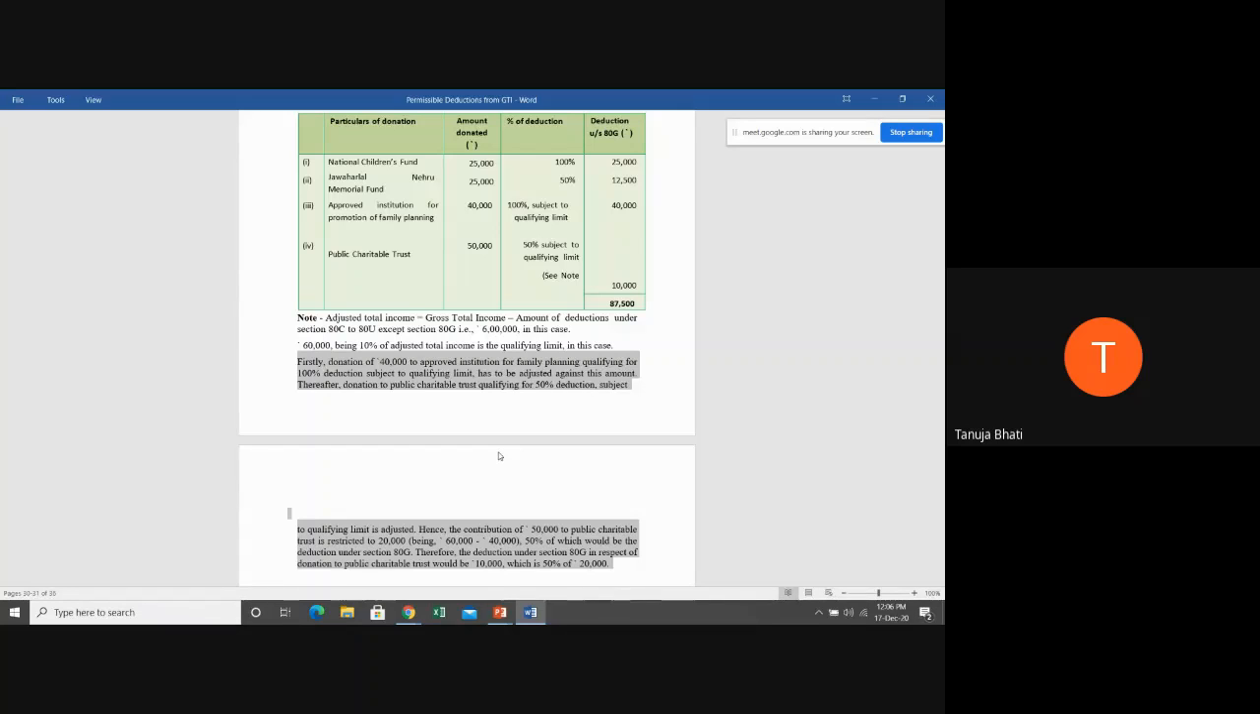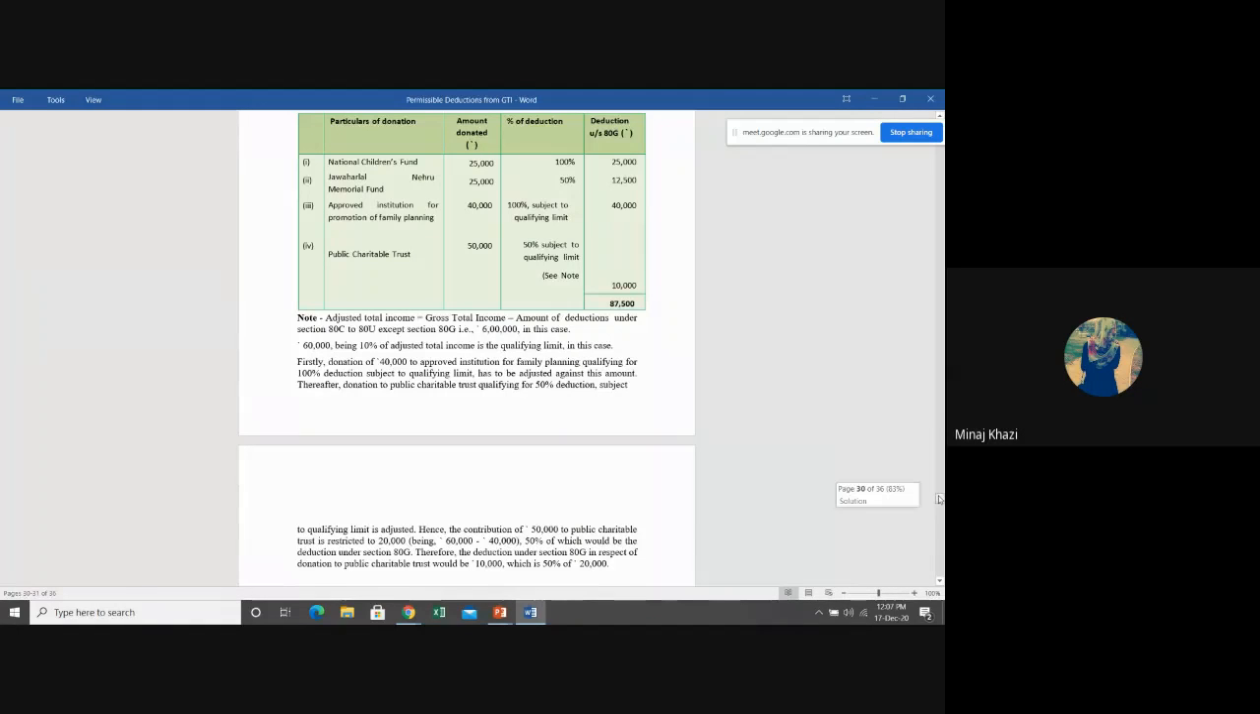So students, have you all understood Section 80G and have you all understood this particular problem? Yes, ma'am. Everyone has understood? Yes, students, or only one student has understood it? Yes, ma'am. Understood.